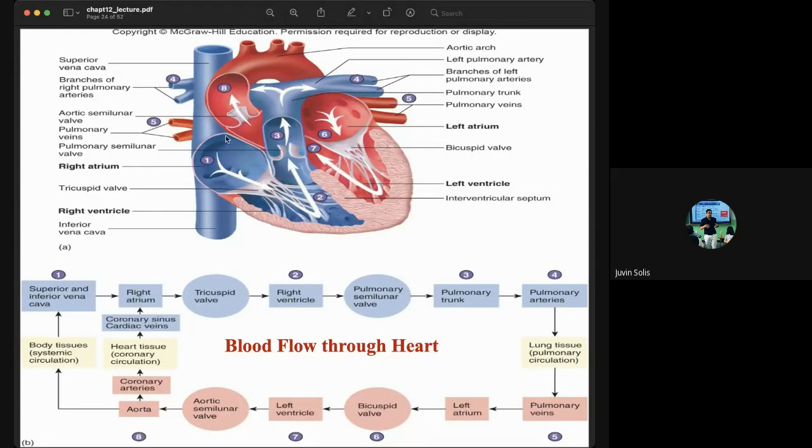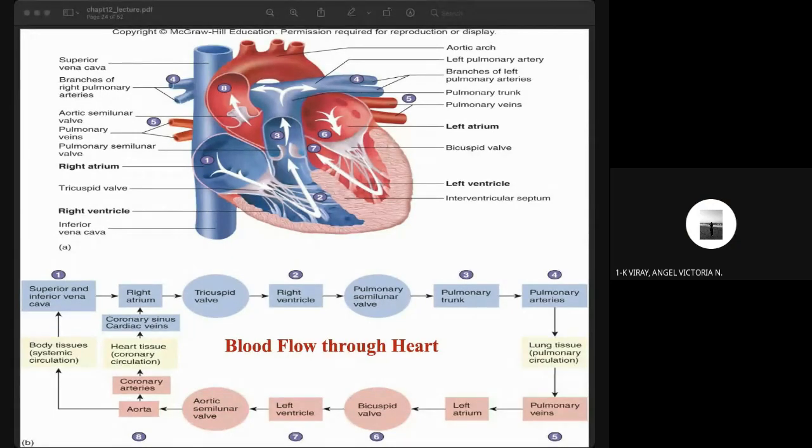Or from aorta, here number 8, pupunta naman yung iba sa may body tissues natin. Okay? So ito na tinatawag natin na systemic circulation. So from the body, it will now go back to your superior and inferior vena cava, and then the cycle will repeat again and again. Clear ba itong diagram na ito? Yes po. Yes, sir.